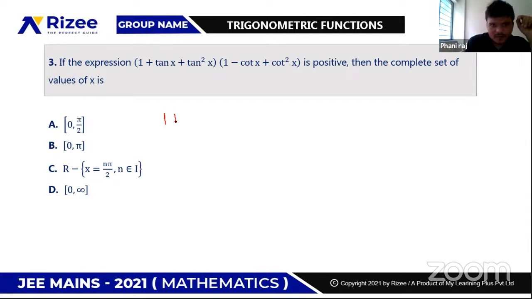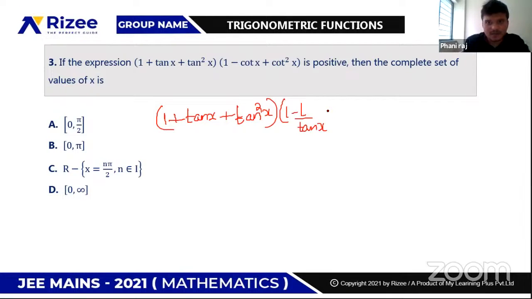So you can write 1 plus tan x plus tan square x. Okay, so we'll convert this into tan x now. 1 minus 1 by tan x plus 1 by tan square x. Okay, now when you simplify that, what do you get? Write the first term as it is, 1 plus tan x.